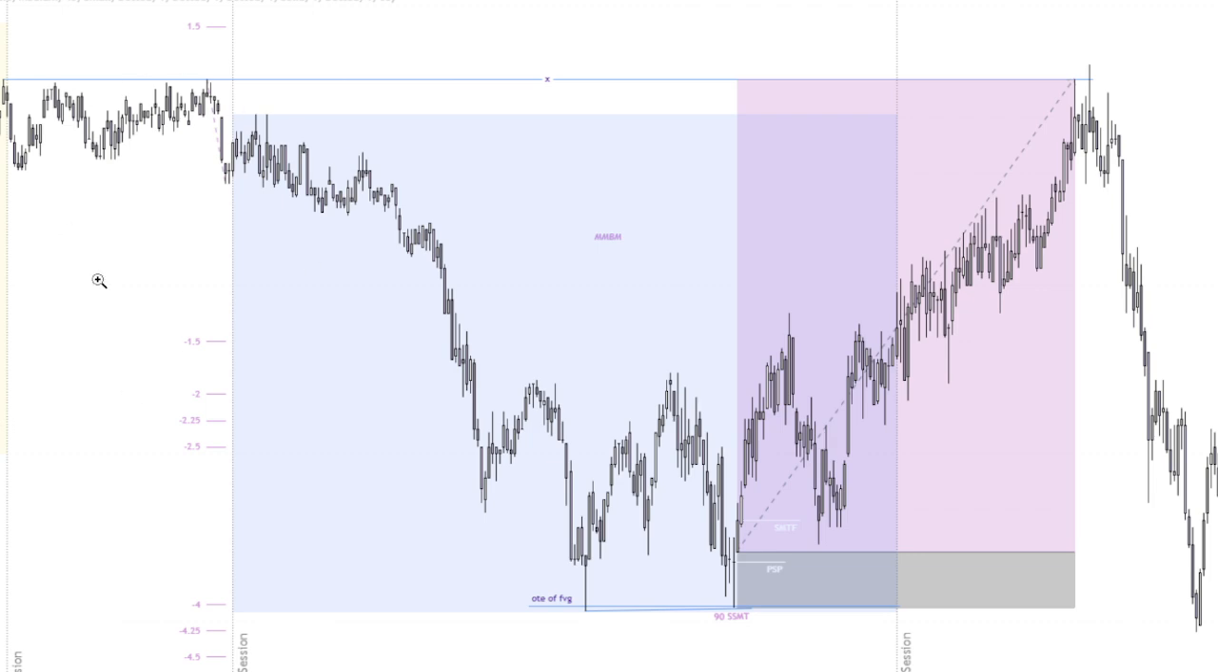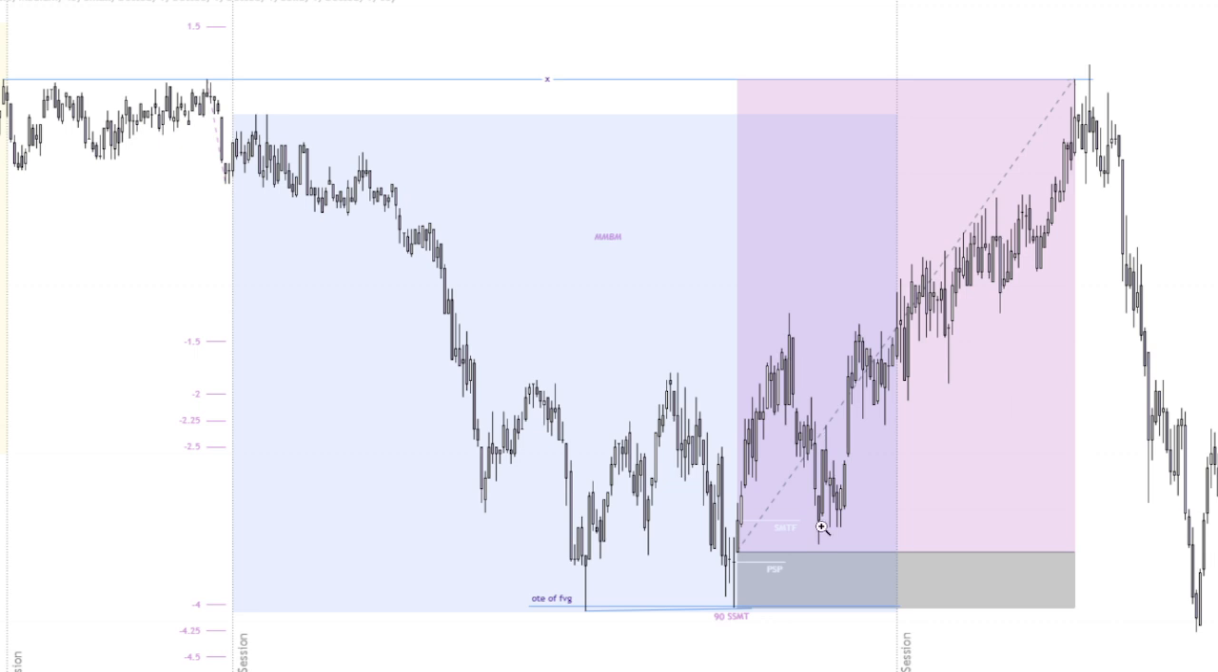What do we see? Accumulation right here. Price comes down, reaccumulates, price goes into our smart money reversal zone, OTE of a fair value gap. This is also standard deviation. Get an SMT, and we get our entry triggers.